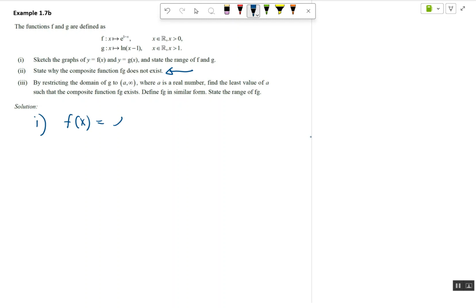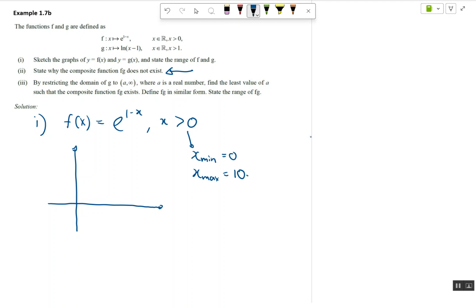f(x) is equal to e to the power of 1 minus x, and they did say that the domain is x strictly greater than 0. So if you are going to use your GC and draw it, remember to restrict your domain. Let's make our x minimum equal to 0, and x maximum you can put 10 or 20, it doesn't matter. Now the GC will plot out something like this. Or at least you should know that e to the power of negative x has to be going downwards, and it's only for x greater than 0.